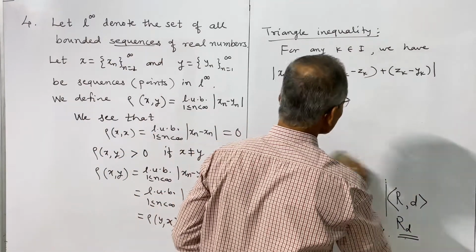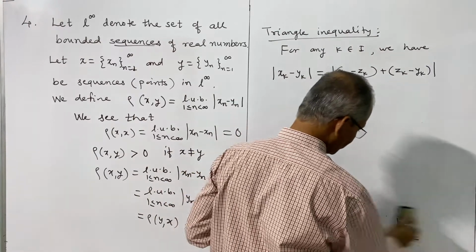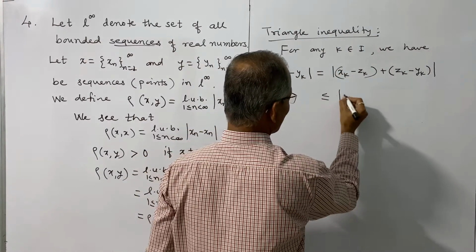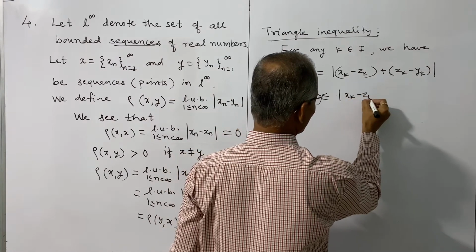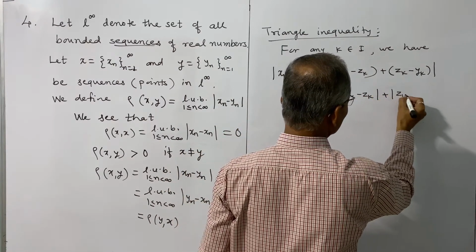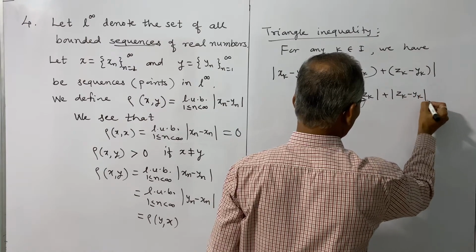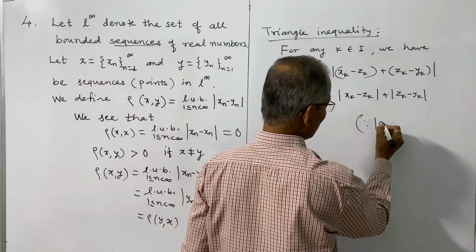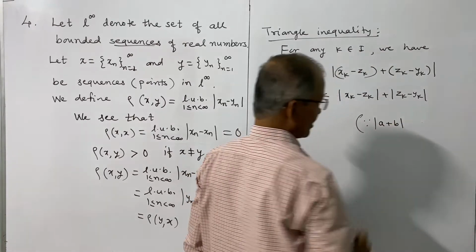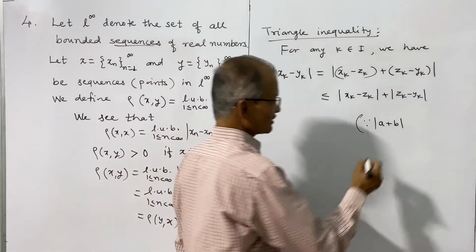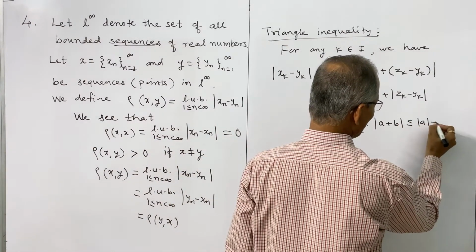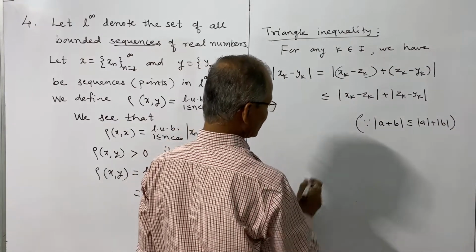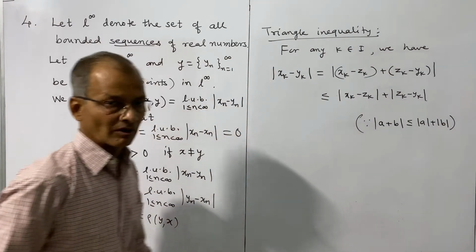Further, this is less than or equal to the absolute value of xk minus zk plus the absolute value of zk minus yk, as this is the property we have seen in an earlier lecture: the absolute value of a plus b is always less than or equal to the absolute value of a plus the absolute value of b. And for this we can consider the least upper bound.